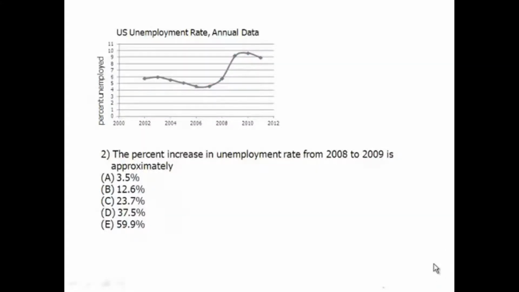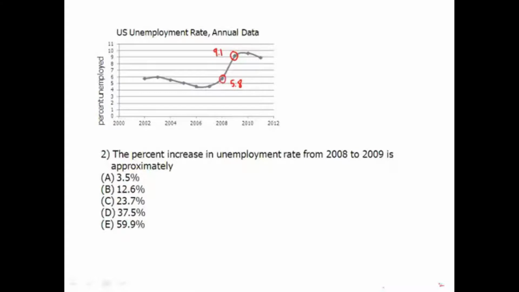The percent increase in unemployment rate from 2008 to 2009 is approximately what? So we're going from this point here in 2008, that appears to be about 5.8%, to this point here in 2009, that is approximately 9.1%, that gigantic rise caused by the subprime mortgage crisis. So we could bust out our calculators here and actually figure out the exact percent. But especially because the question is saying approximate, let's use our approximation skills.